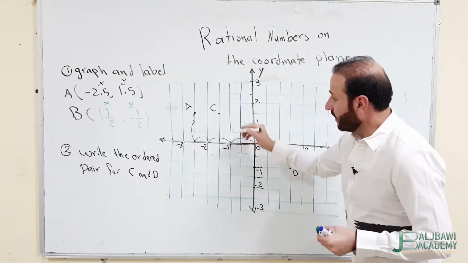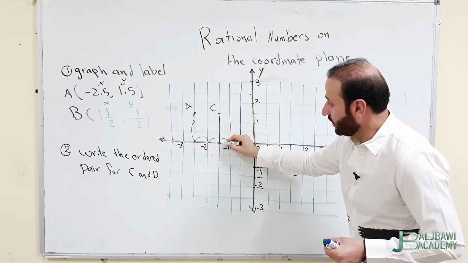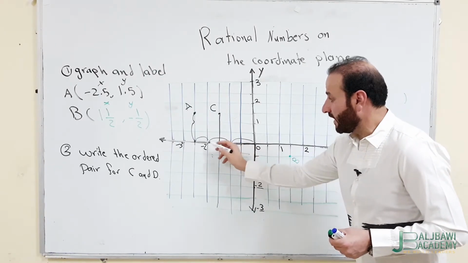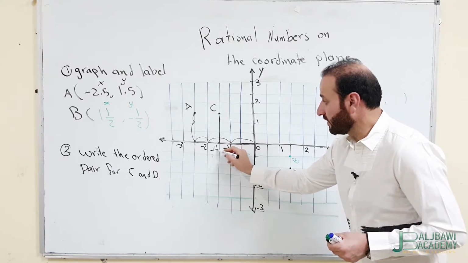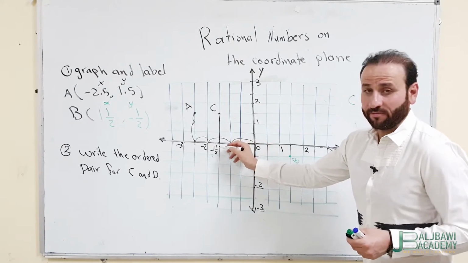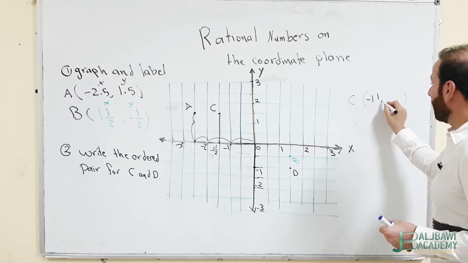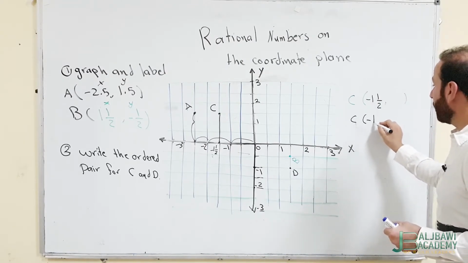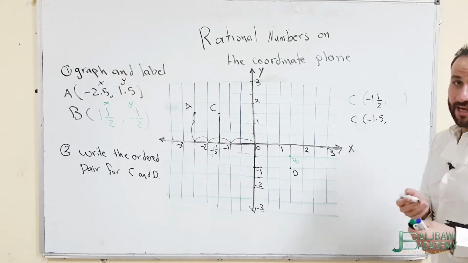Here I draw a line from C to the x axis. It will intersect between -1 and -2. It's -1.5, or we can write it as -1 1/2. So the x coordinate is -1.5, or we can write it as -1 1/2. You can write it as a fraction or you can write it as a decimal.